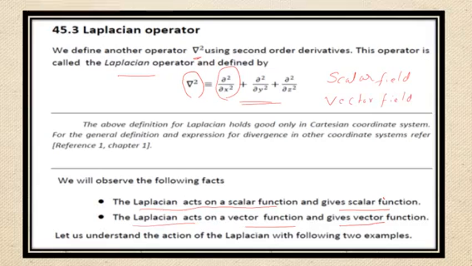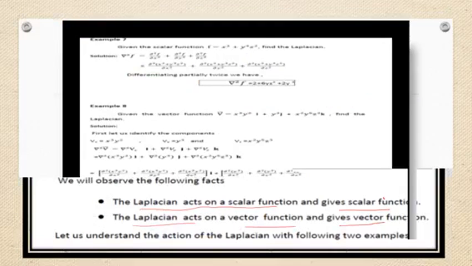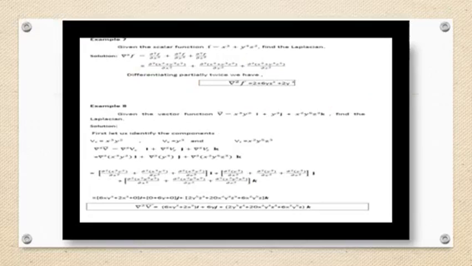Very important, you should note it, because in electromagnetism we will operate del square both on scalar field and vector field, like electric field or magnetic field. We will note this thing with two problems. Here f is a scalar field, namely x square plus y cube z square.